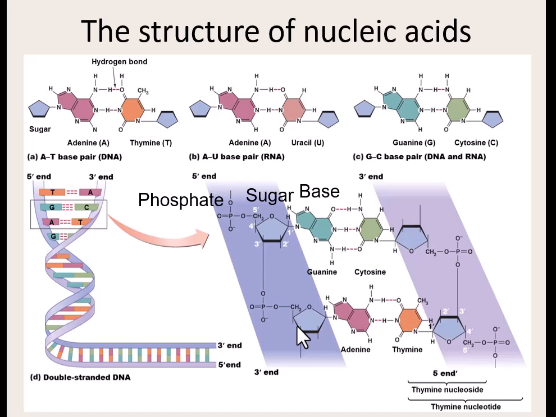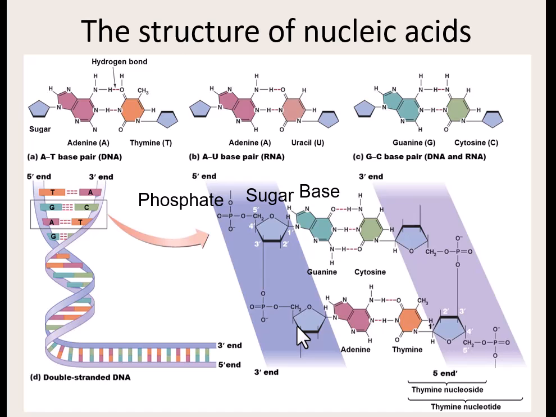The fact that they run in opposite directions becomes an issue when we start to make new strands, meaning that the making of new DNA also has to run in opposite directions because the strands are in opposite directions. So they're anti-parallel, they're double-stranded. The outer part of the strand is where we find the phosphates and the sugars.